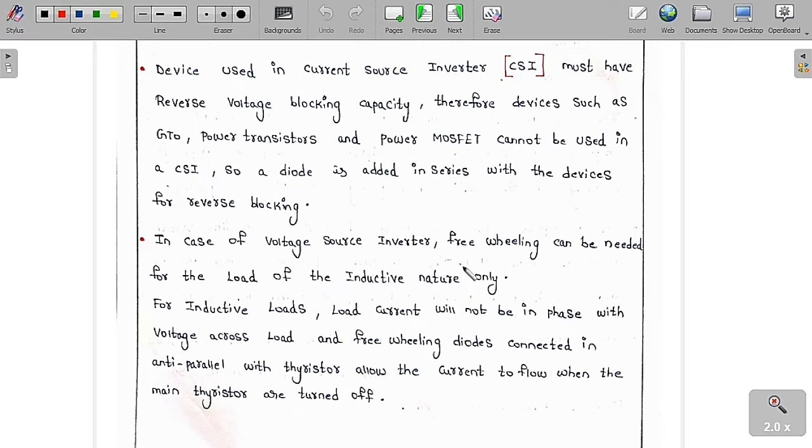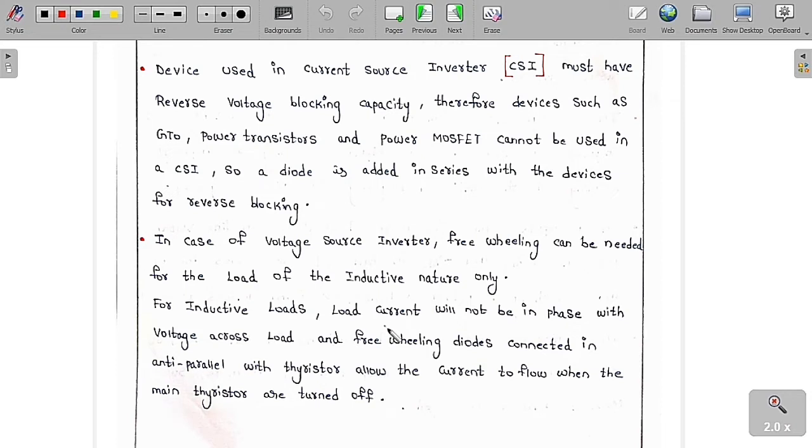In case of voltage source inverter, freewheeling is needed for loads of inductive nature only. For inductive loads, load current will not be in phase with the voltage across the load, and freewheeling diodes connected in anti-parallel with transistors allow the current to flow when the main transistors are turned off. So in a voltage source inverter, there are feedback diodes. Whenever the main transistors are turned off, these feedback diodes get turned on. Therefore, these devices need not withstand the reverse voltage.